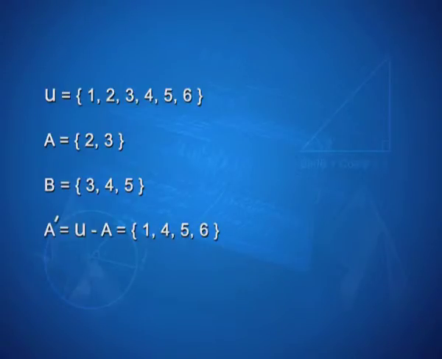Then A complement will be denoted by U minus A, that is, all the elements which are a part of the universal set but not the set A. That means this set will contain the elements 1, 4, 5, 6. Similarly, B complement will be given by U minus B, that is, all the elements of the universal set which are not a part of set B. The set will contain the elements 1, 2 and 6.